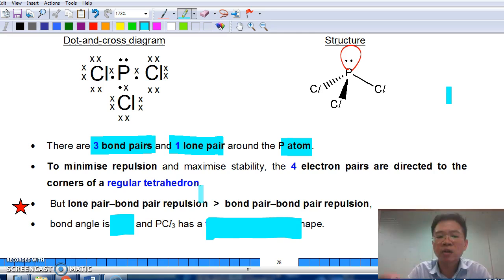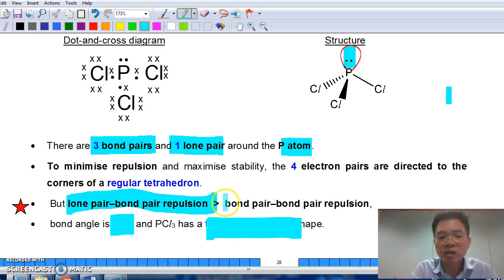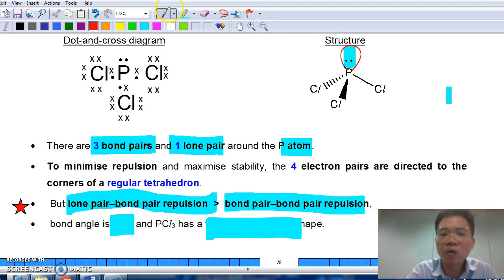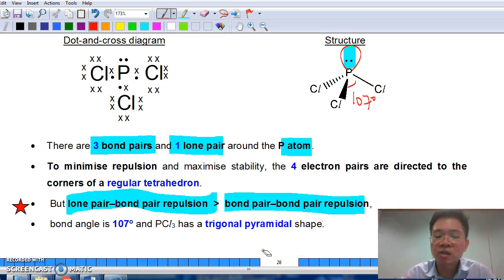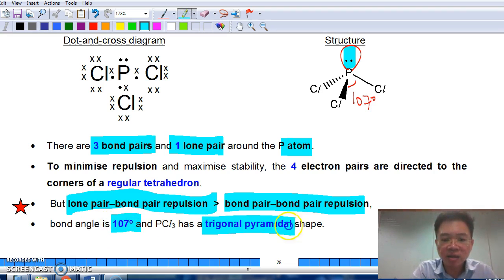But because of the lone pair, this lone pair will create a repulsion which is different from a bond pair repulsion. So this lone pair bond pair repulsion is stronger than a bond pair repulsion. Therefore, this angle here will be smaller than the usual 109.5. In this case, it will be 107 degrees, and this shape we call a trigonal pyramidal. The things that I highlight are the important things that you need to write down in answering exams when you're asked to describe the shape using VSEPR.